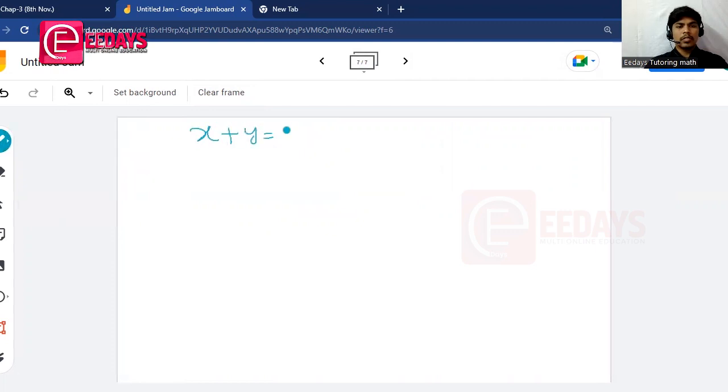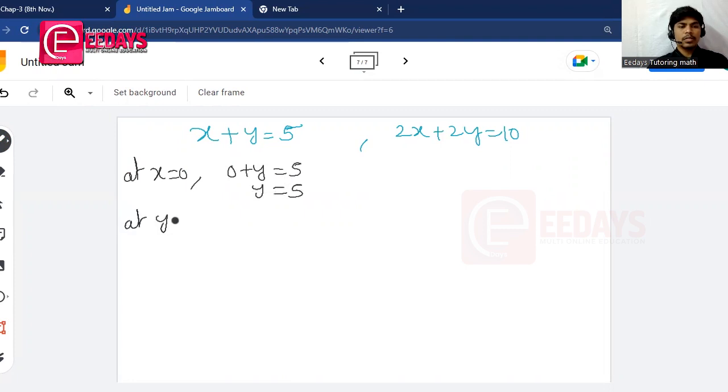x plus y is equal to 5 and 2x plus 2y is equal to 10. How to prove that graphically? You can assume x and y values. Let's say at x is equal to 0, so 0 plus y is equal to 5. Obviously y is equal to 5. At y is equal to 0, the points you will get here are 0 comma 5.